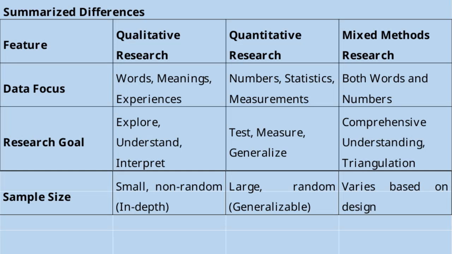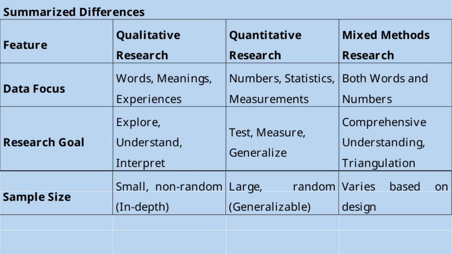Now, let's look at some key differences in research approaches, starting with sample size. Small, non-random samples are typical in in-depth, qualitative research. They allow us to explore complex meanings and experiences deeply. On the other hand, large, random samples are common in quantitative research, aiming for generalizability across populations. And sometimes, the sample size varies depending on the research design itself, especially in mixed-method studies.